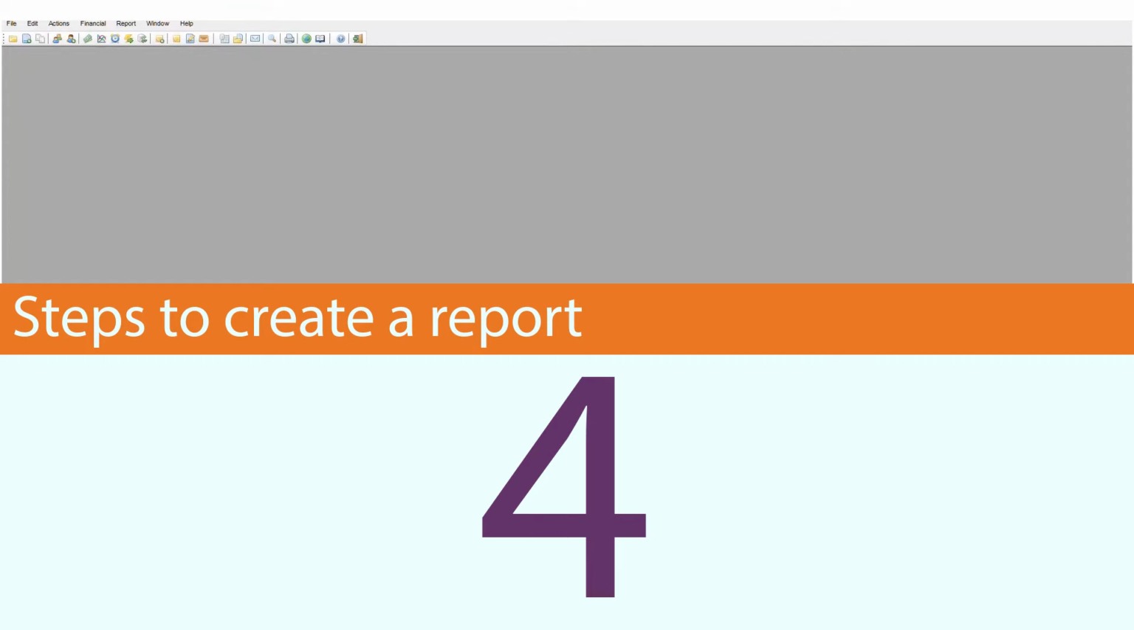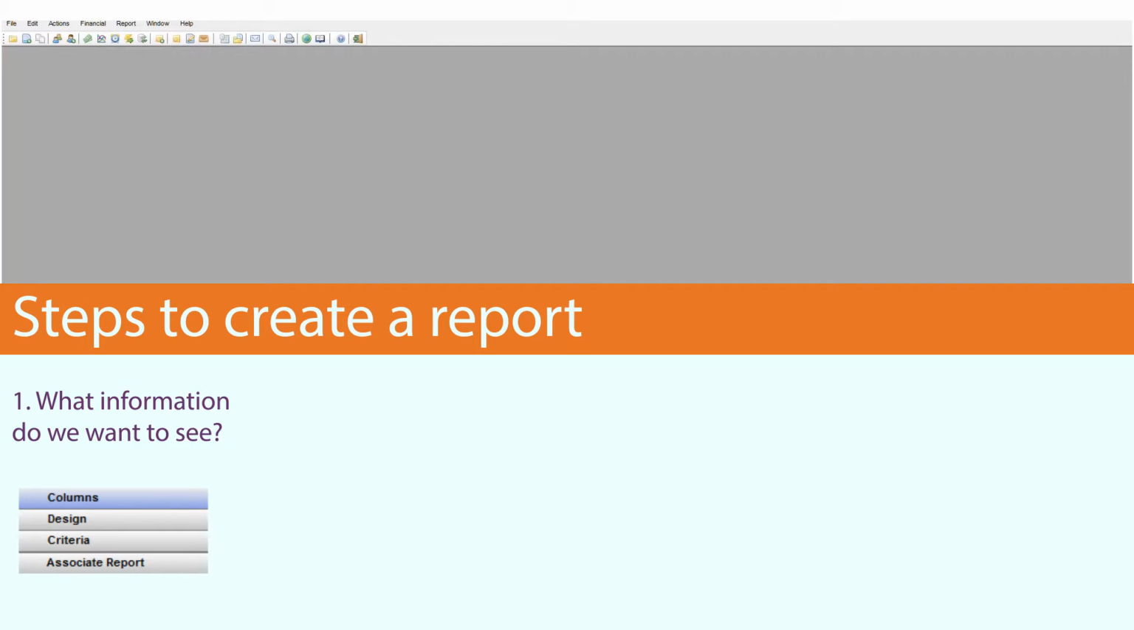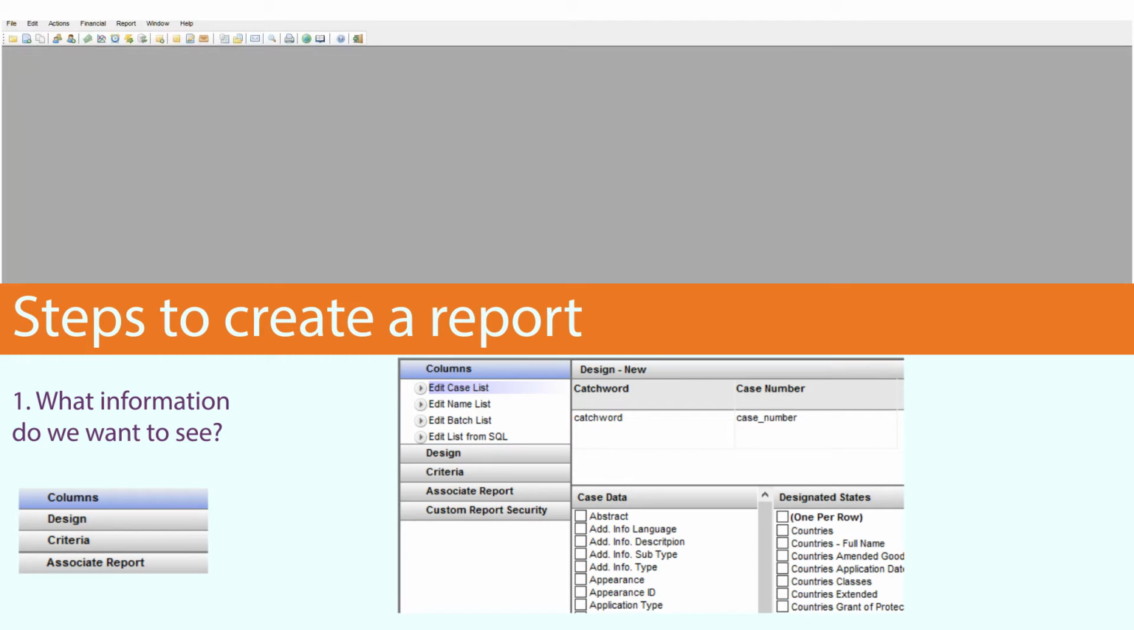There are 4 steps to creating any report. The first step is to define what information we want to see on our report. The information we choose will appear as a column in our report. These are columns of information, so this step we will call columns. I want to create a report with catchword and the case number, and to do so I will choose these 2 columns to be added to my report.